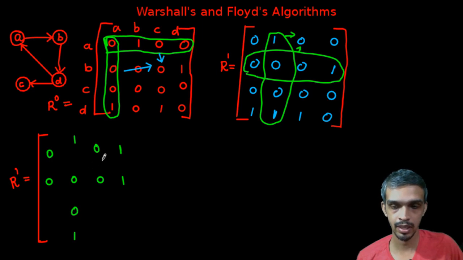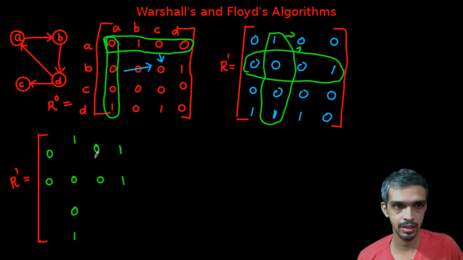So this matrix actually means those paths with intermediate vertices both A and B. So you can see that AD has become 1, which means that there is a path from A to D with B as the intermediate vertex.